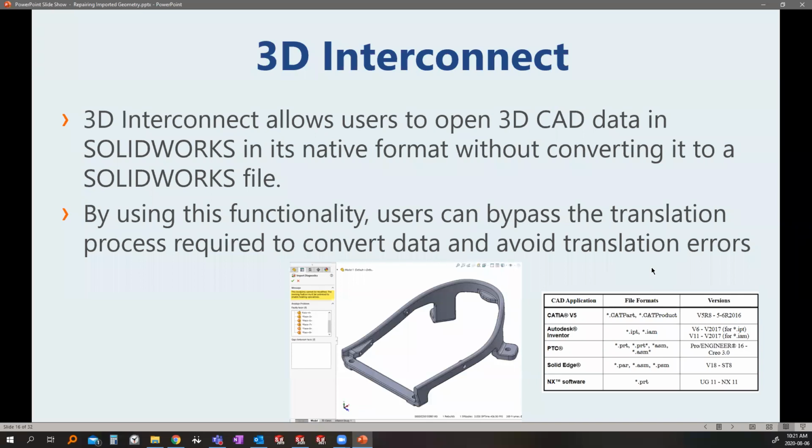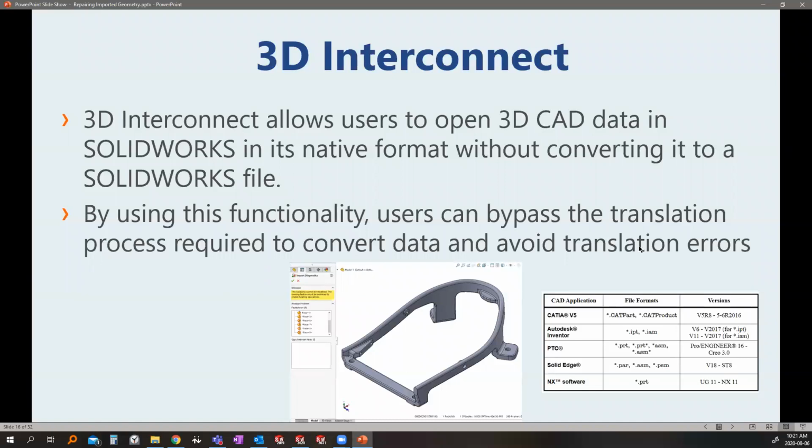There's another option out there that I briefly mentioned, and that's called 3D Interconnect. So that is a new translation engine that's been put into SOLIDWORKS. And essentially what that does is it avoids the translation process. So I'm no longer translating data from one software to another and maybe interpolating things. I am just reading it from those original files.